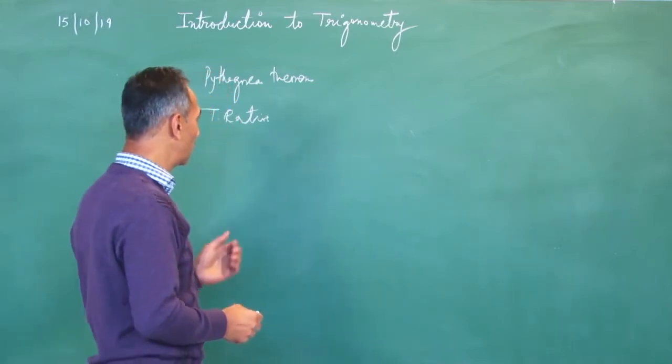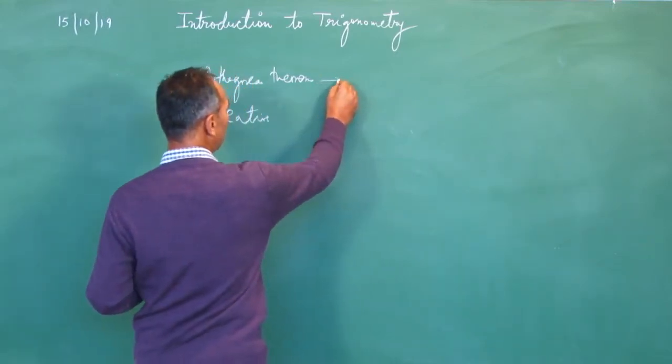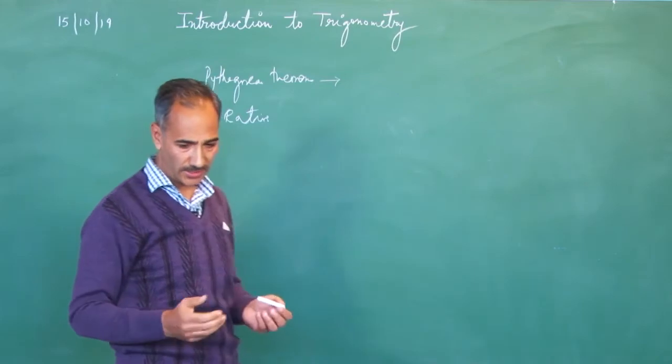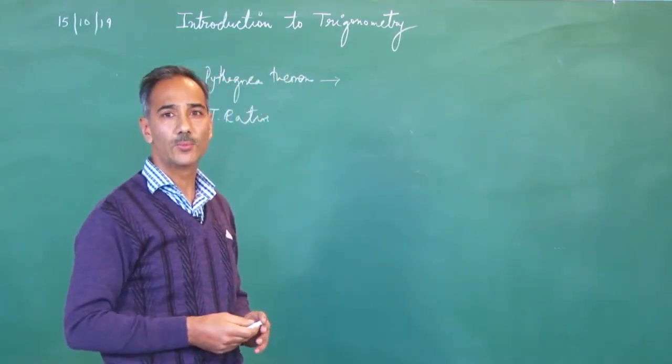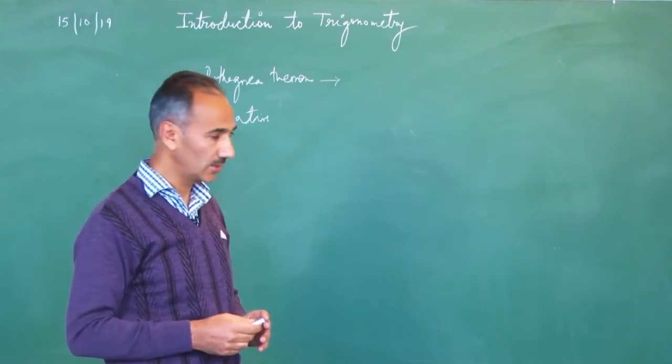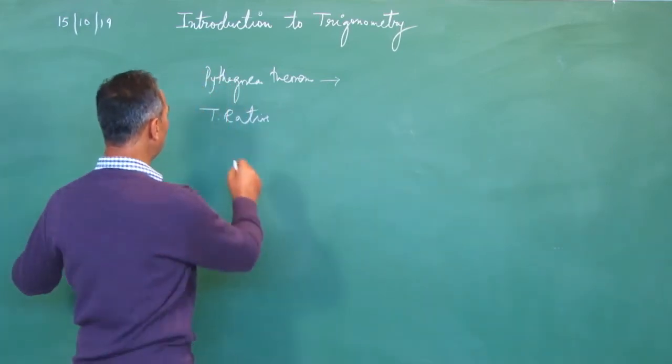Pythagorean theorem you have already done in lower classes from grade 8th. This is all applicable in a right angle triangle, provided two sides are given and you have to find the third side. Now this is something new, T ratios.